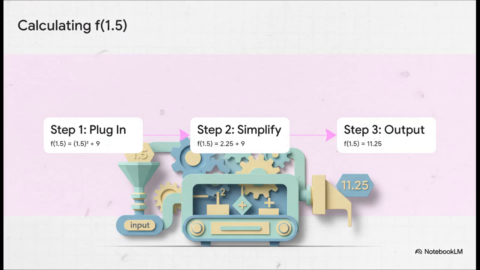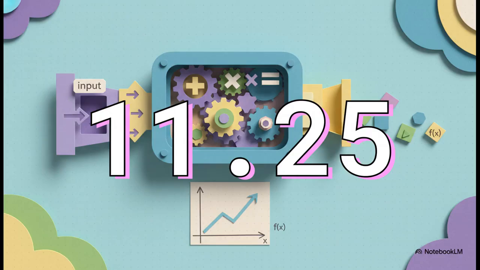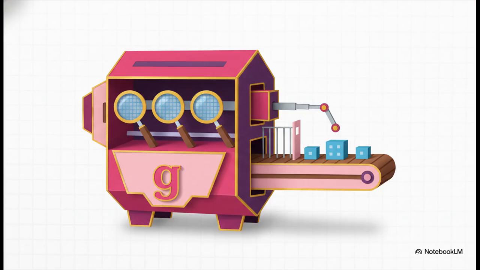And the calculation is really straightforward. Step 1, we substitute. Everywhere we see an x in the rule, we plug in 1.5. So it becomes 1.5 squared plus 9. Easy. Step 2, we simplify. What's 1.5 squared? It's 2.25. So now we have 2.25 plus 9. And that brings us to the final step, getting the output. And there it is, 11.25. So we can say with confidence, f of 1.5 equals 11.25. Put 1.5 in, get 11.25 out. Our machine works. Perfect.